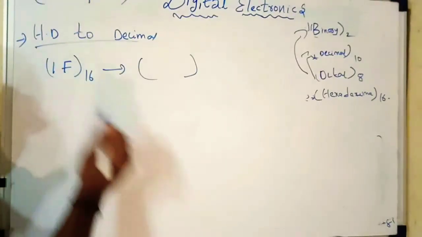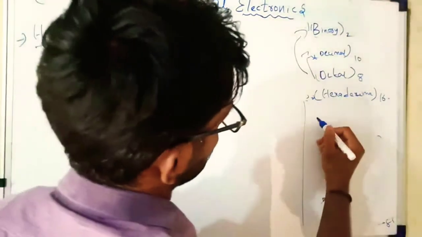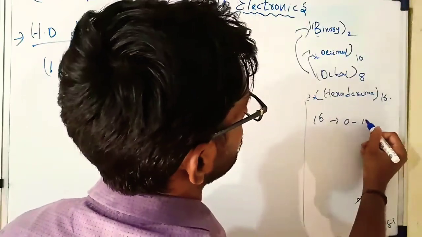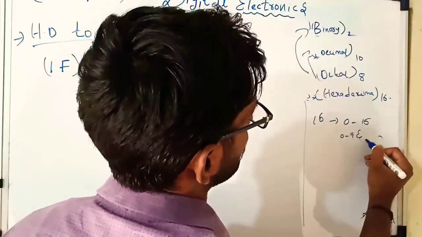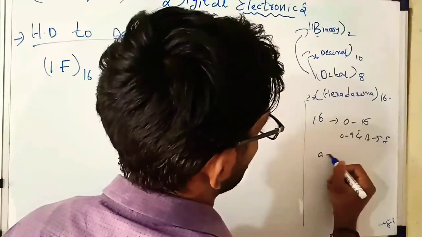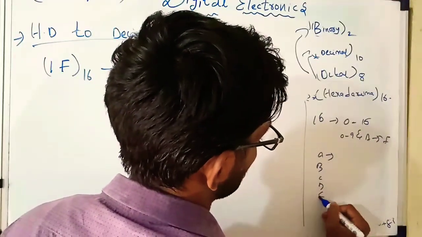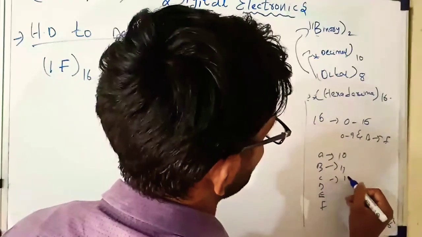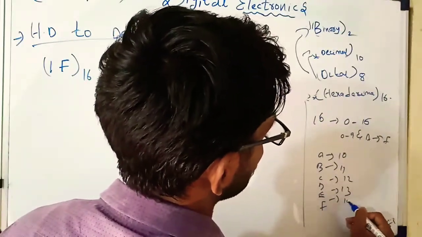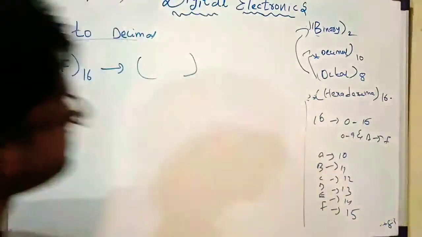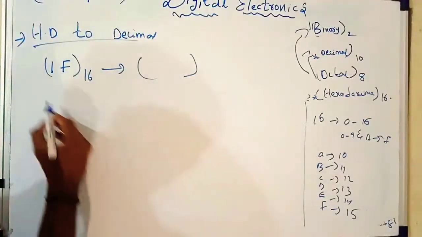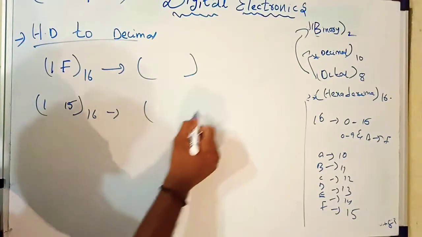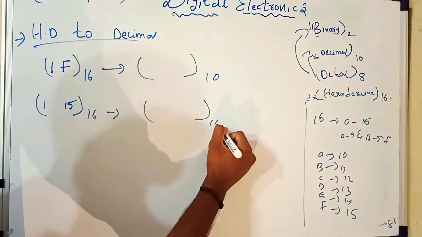In hexadecimal we know the base is 16. That means values are from 0 to 15: 0 to 9 and A to F. A is 10, B is 11, C is 12, D is 13, E is 14, F is 15. So the F value is 15. This is 1, 15, in terms of decimal, meaning base 10.